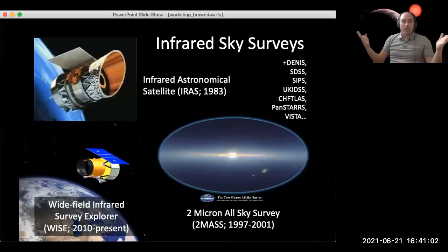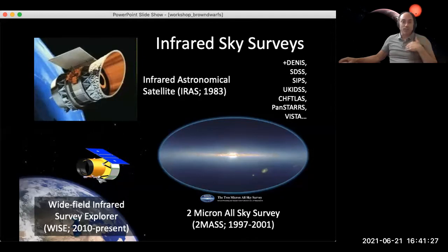So how did we find brown dwarfs in the first place? Since by 1990, we hadn't seen any. We did this by basically using new technologies, and in particular, the technologies that allowed us to study the sky in the infrared, and in particular, to start doing surveys of the sky in the infrared. One of the first surveys to do this was the Infrared Astronomical Satellite, or IRAS, that was launched in 1983.